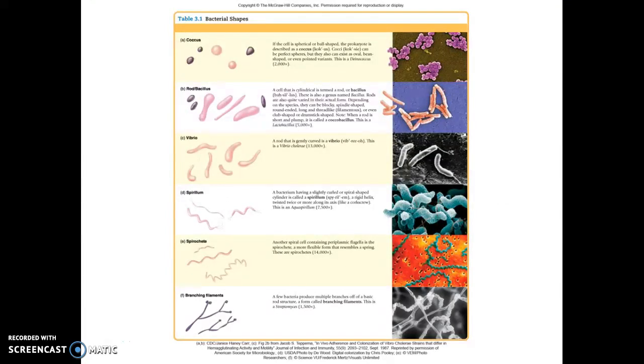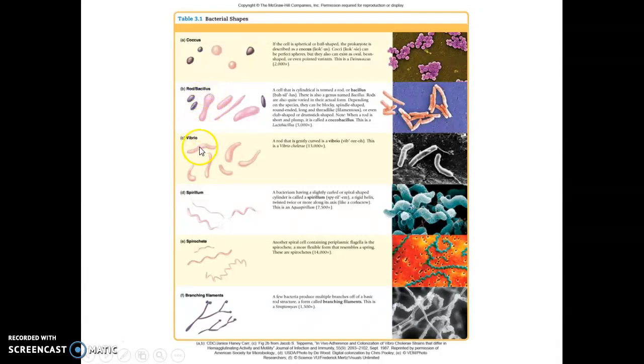All right, here is table 3.1 that shows you the major shapes of bacteria. Up top, you have the cocci, or coccus. Coccus is singular, cocci is plural. These are going to be the circles. Then you have the rod or bacillus, and both of those words are used interchangeably, but it's a rod. And you can see the slight variation that you would have in those rods within this shape.